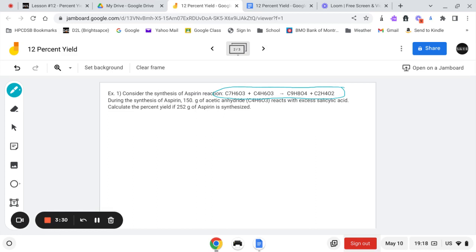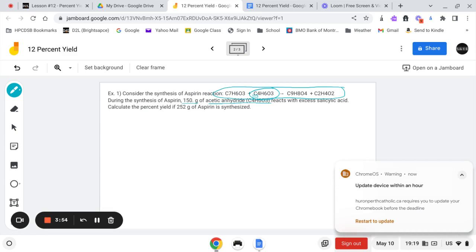And the good news is it's all a 1-to-1 ratio, so we don't have to worry about balancing. And they tell us that 150 grams of acetic anhydride, which is right here, okay, so this is my reactant, reacts with excess salicylic acid. So we don't have to worry about a limiting reactant problem here. And they say calculate the percent yield if 252 grams of aspirin is synthesized. So my aspirin compound is right here, okay?